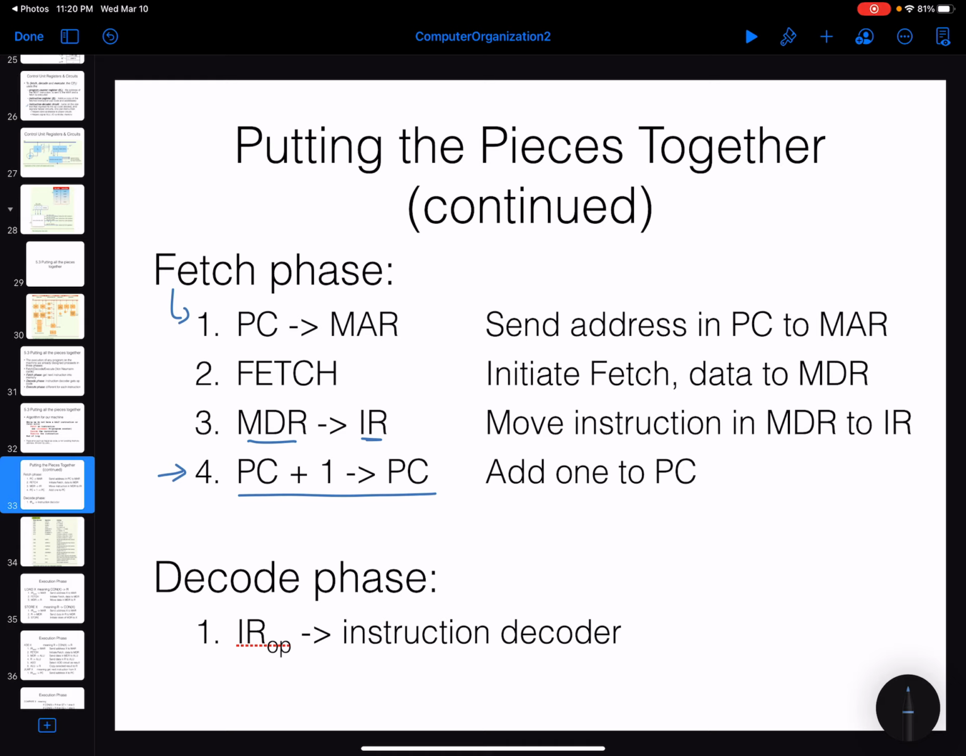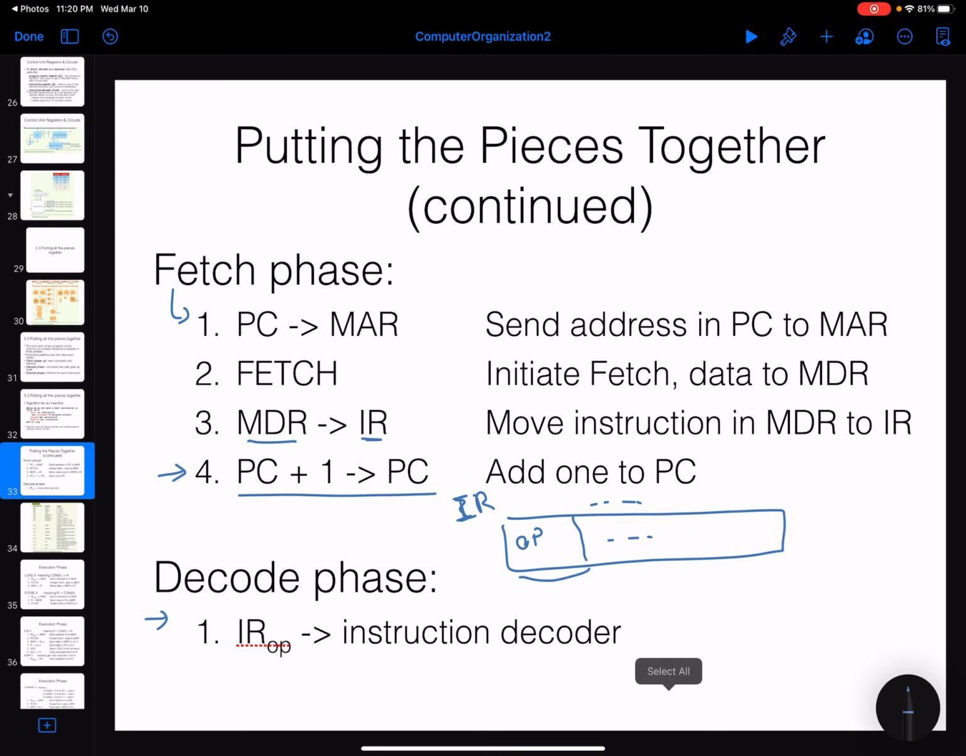So the decode phase is very simple. In the decode phase, the content of the IR, the instruction register, the first part of it is going to be the operation code. So this part will be sent to the decoder. Remember, the rest of the instruction register is going to be some addresses and so on. So if, for example, you are doing addition, those addresses are going to be written here.